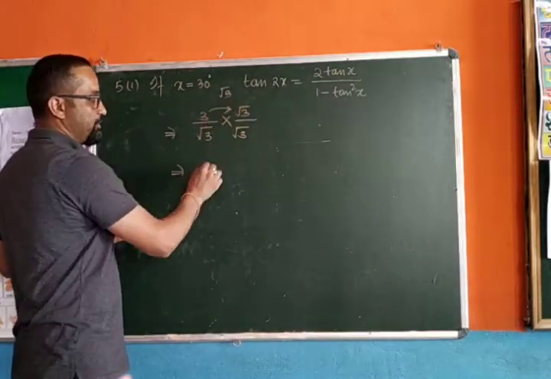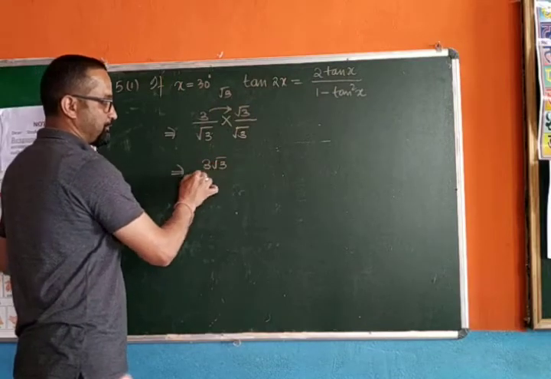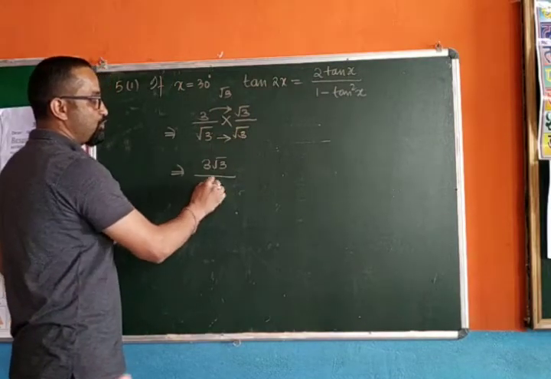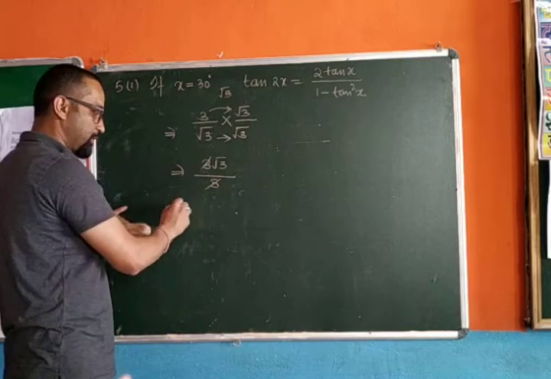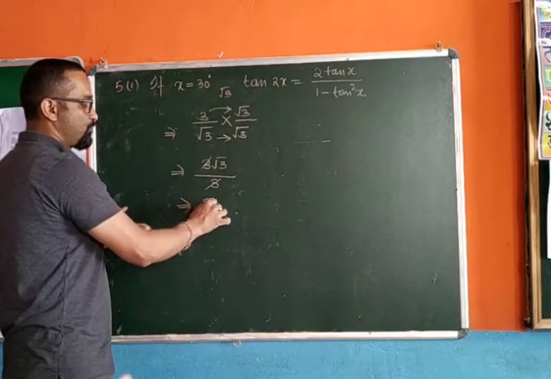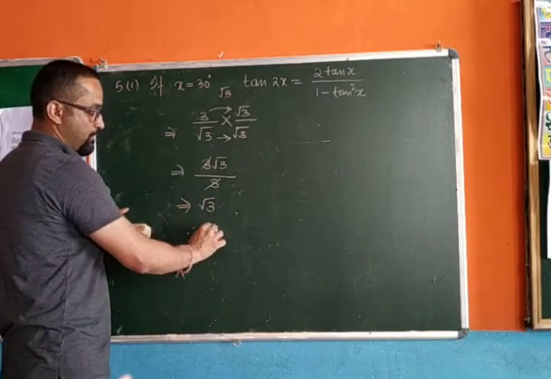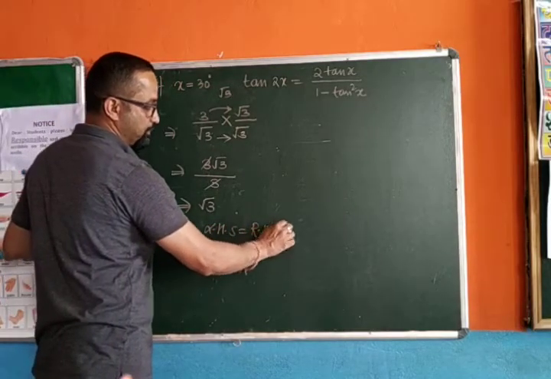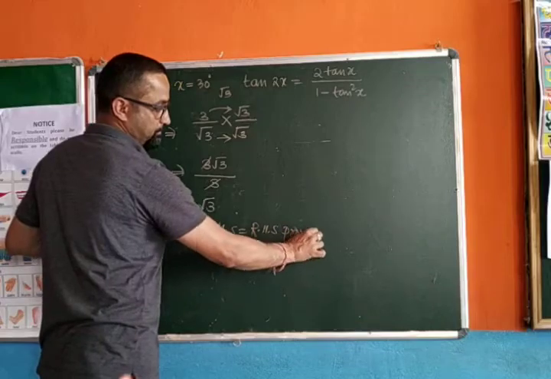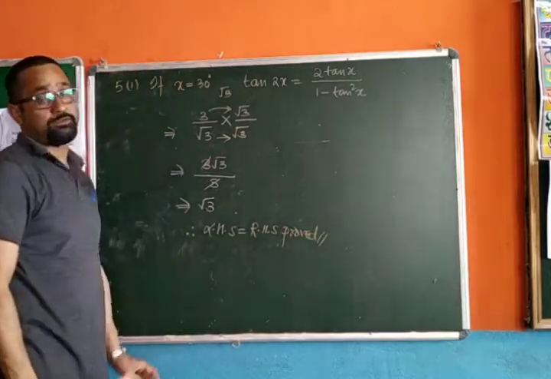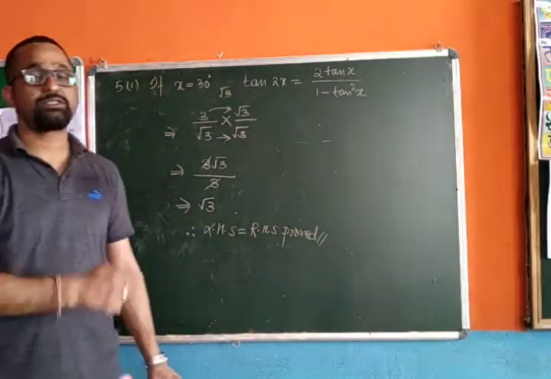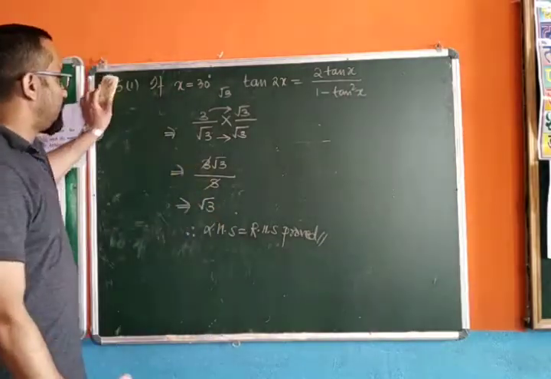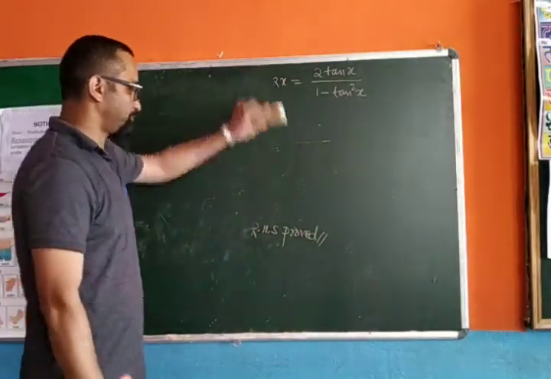Multiply numerator. 3 root 3. Root 3 multiplies root 3 is 3. Now you cancel it. You get root 3. Therefore, left hand side is equal to right hand side. Proved. Please do practice this question. It is an important sum.